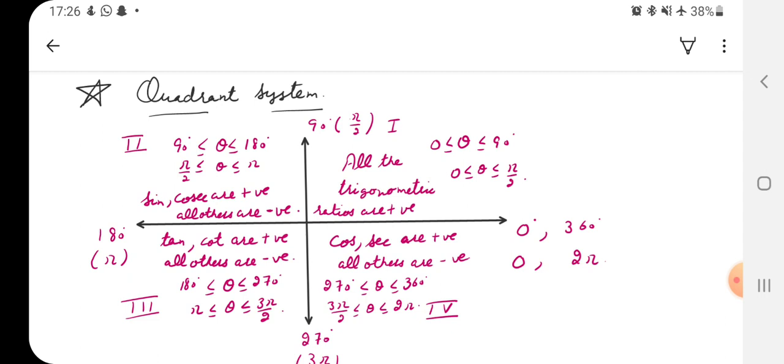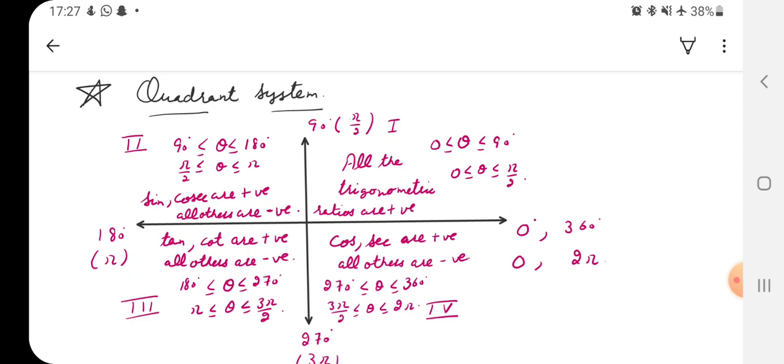Now we will discuss which trigonometric ratios are positive and negative in which of the quadrants. First of all, in the first quadrant, all the trigonometric ratios are positive. So whenever I take sine theta, cos theta, tan theta, secant theta, cosecant theta and cot theta, whenever theta is in the first quadrant, all of their values will be positive.